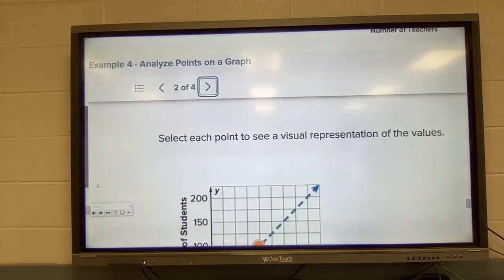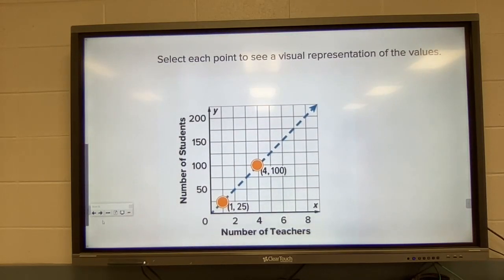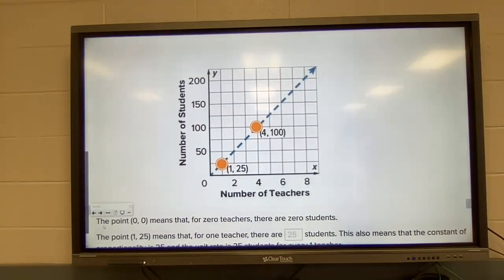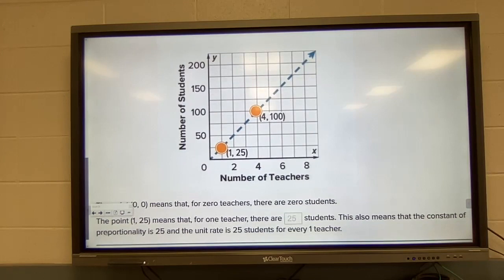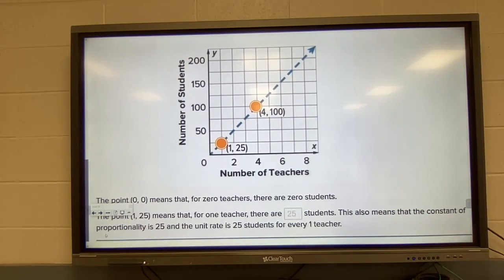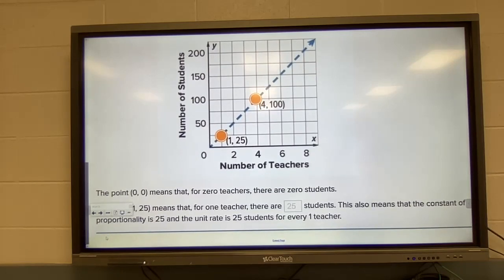Okay, so here we go. And that's exactly the same thing. It means (0, 0) means for 0 teachers there are 0 students. The point (1, 25) means that for 1 teacher there are 25 students. And we talked about the constant of proportionality is 25, and the unit rate is 25 students for every 1 teacher. Okay.